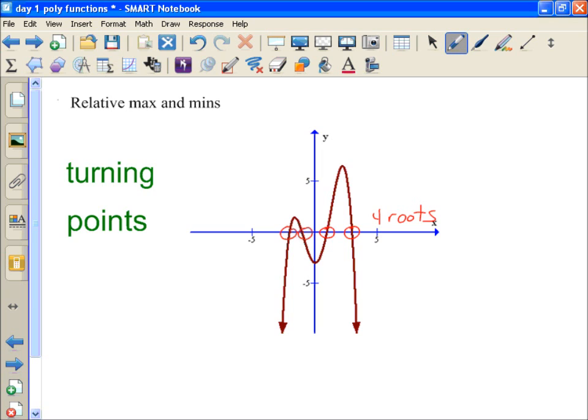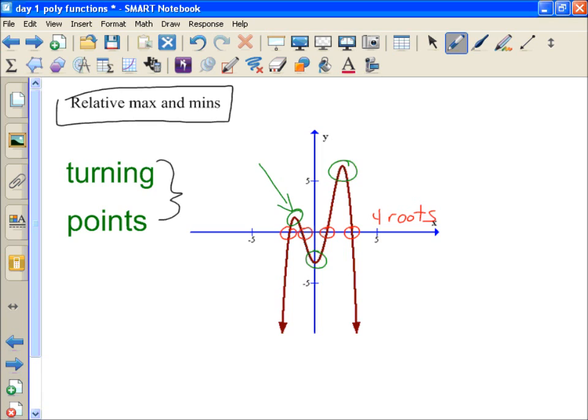Next up, we're going to have relative maximums and minimums, or as they like to refer to them on the SOL, turning points. Turning points is where the function goes from increasing to decreasing, or decreasing to increasing. Now that sounds a little confusing, but if I just circle the turning points here in green, we'll see it's pretty simple. They're called a relative maximum or minimum because this point is higher than all the other points around it.